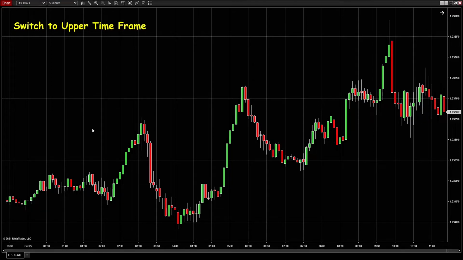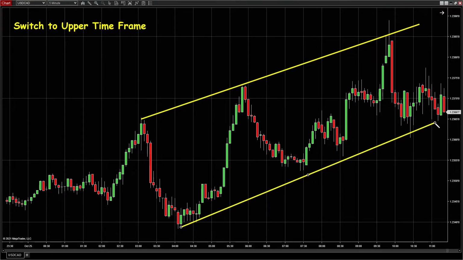Let's talk about switching to the upper time frame for trading. This chart is the US dollar Canadian dollar 5-minute chart on October 25th. By reviewing the chart, apparently we can draw a trend line at the top here and then at the bottom here. It is an upper channel.